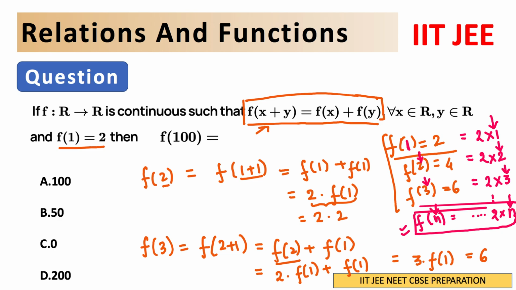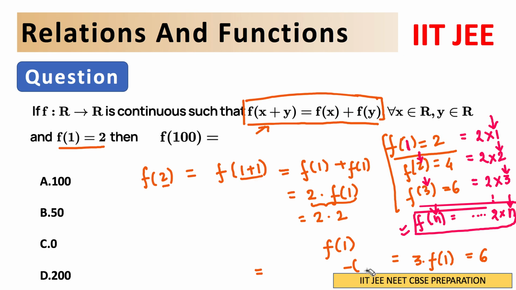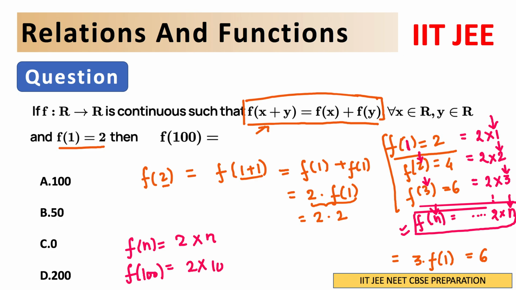So we have Fn, so let me just erase this part and write it down. Now the general function is f of n is nothing but 2 into n. So we have to find out f of 100. Place 100 in terms of n, so you will get 2 into 100, or 200. So our answer becomes 200. So this is just one way.